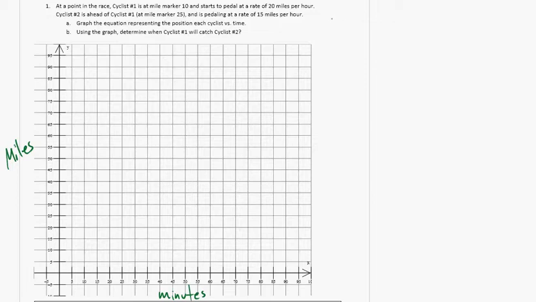We're going to write an equation for cyclist number 1. So his distance would be: he's starting at mile marker number 10, and then he's traveling at 20 miles per hour. I guess we could get into a whole unit conversion thing here, but I don't think that's really worth doing. And then cyclist number 2 starts out at mile marker number 25, but he's going a little bit slower at 15 miles an hour. Alright, so we've got our two equations written.